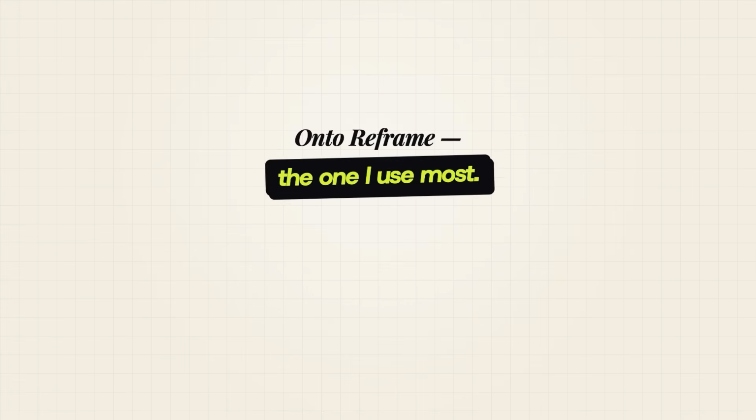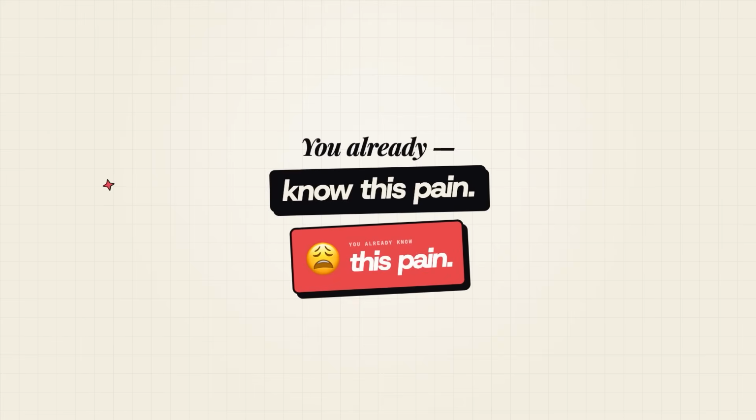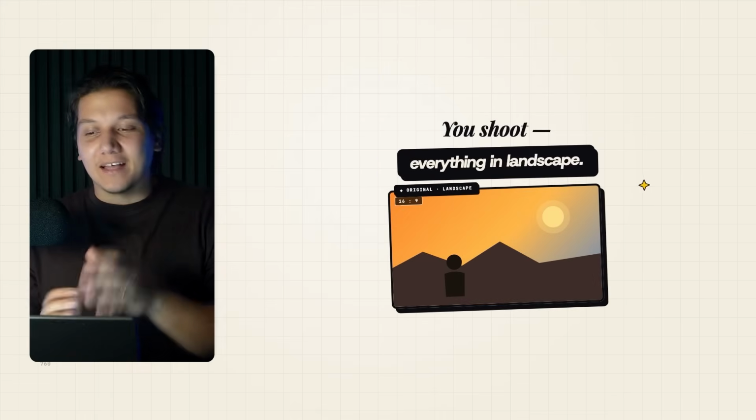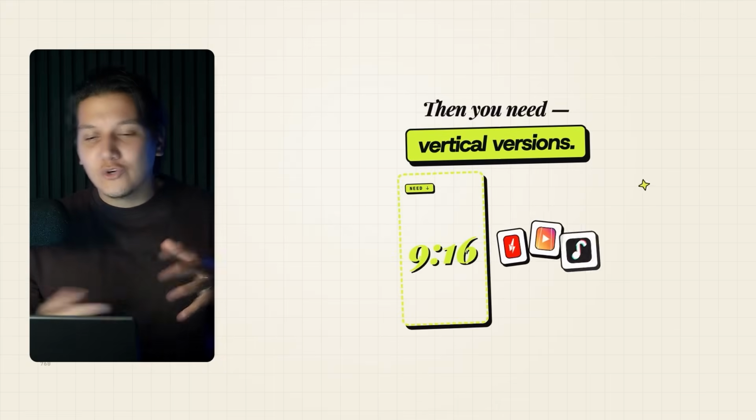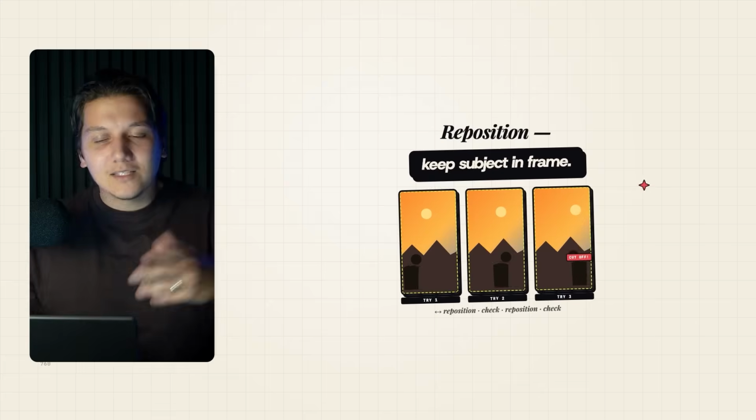Now let's move on to Reframe, because this is the one that I'll be using most of the time. If you are making content for YouTube and shorts and reels and TikToks, then you already know the pain that comes with it. You shoot everything in landscape and then you need vertical versions of that. So you go through every clip, you manually crop, you manually reposition everything, you make sure that the subject stays in frame. And I mean, it can be so tedious, it's repetitive, and if you've got 10 clips to reframe, then that's easily going to take up like an hour to sometimes 2 or 3 hours of your day. And it's just gone, and you are sitting editing stuff that you just don't want to.